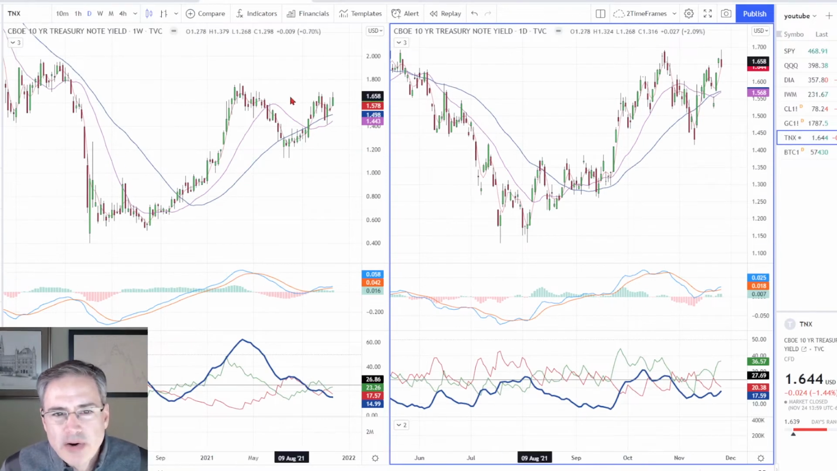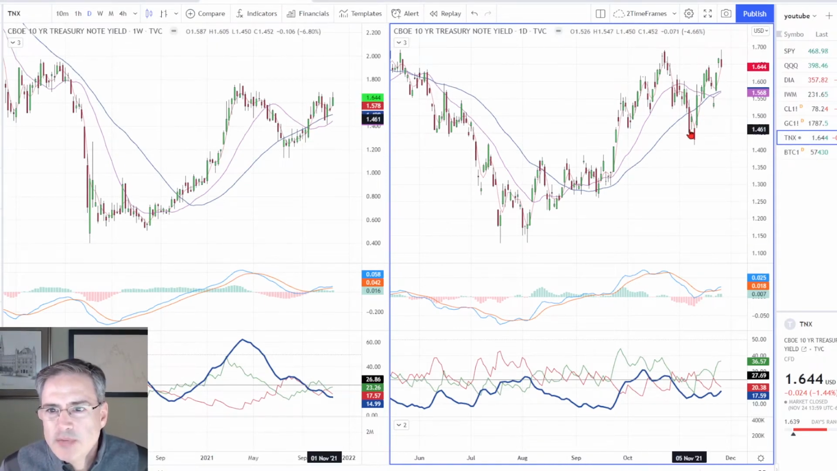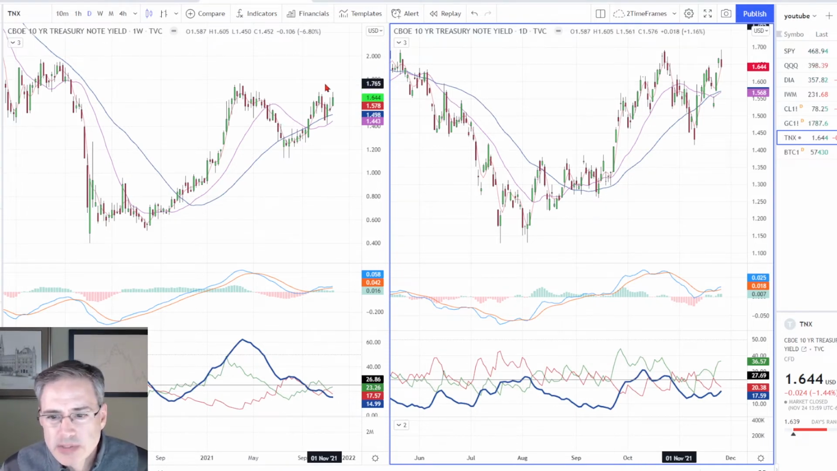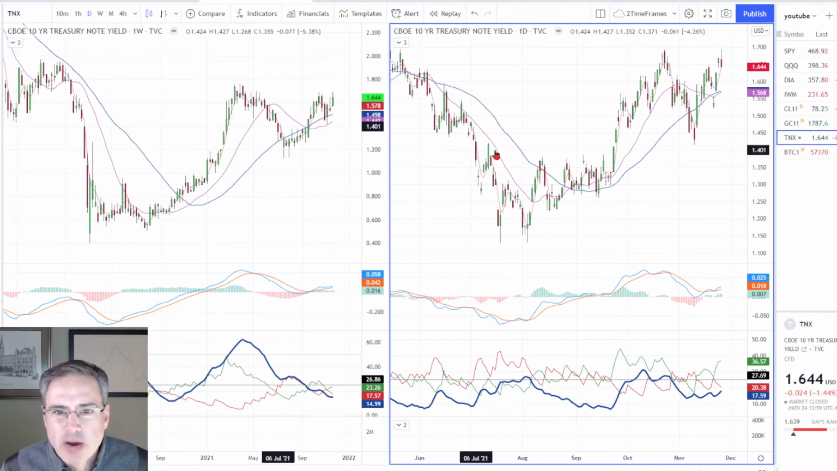So the 10-year is working sideways. And we've got this consolidation pattern in place. I think it's more of a neutral pattern. I just don't think it's ready to break out and head up towards 2 right now. I think ultimately it might, but that might not happen until early next year or something like that. We could be caught in this range right now, somewhere between 145 and 175.